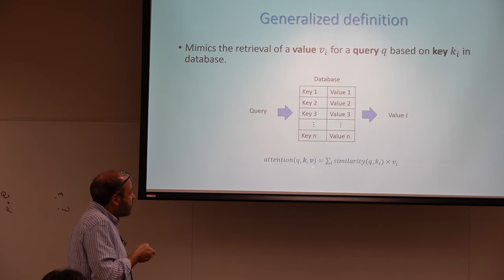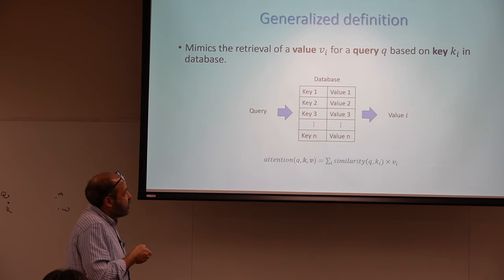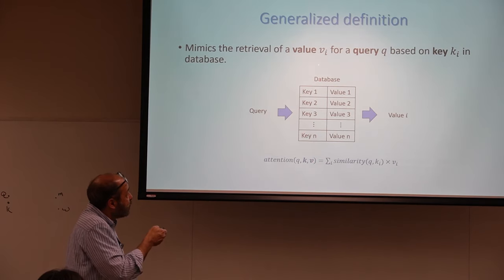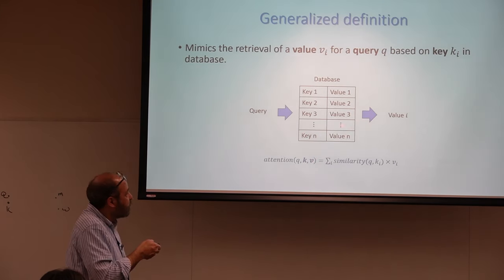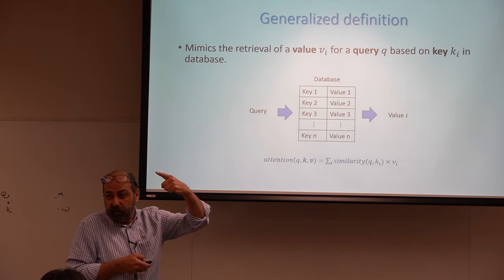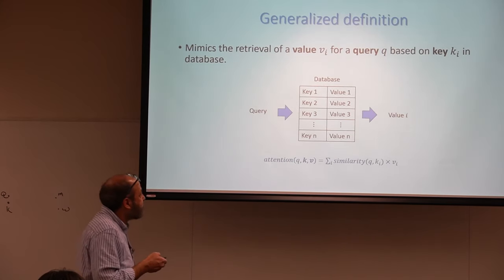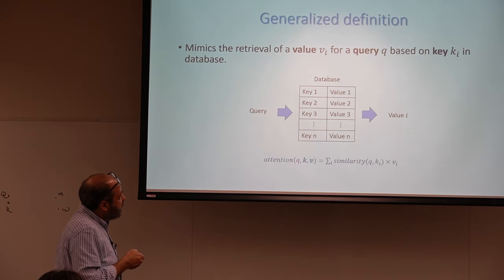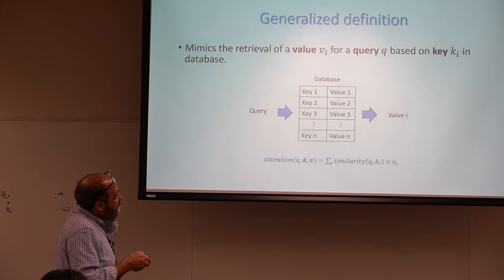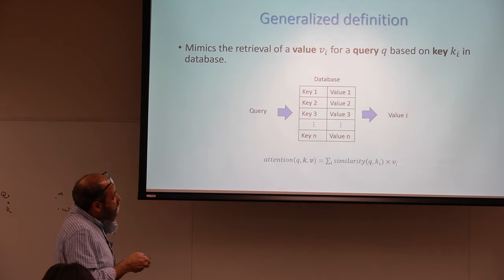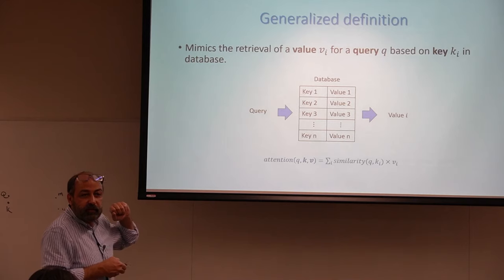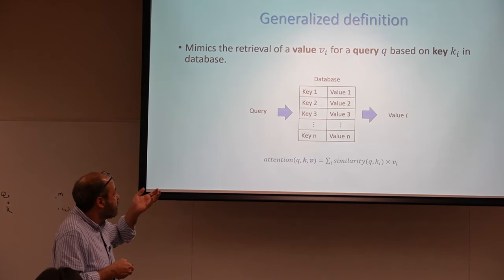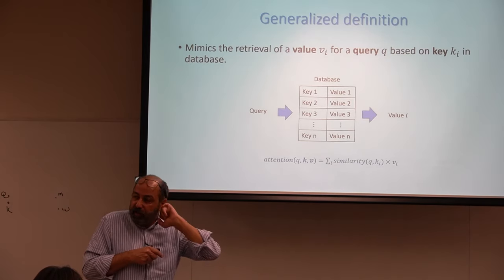And so attention is a function of these three values, query Q, K, and V. K is all of the keys that you have, V is all of the values that you have, but query is just one individual query. You need to compute the similarity between this individual query and all keys, and based on the similarity, find the weighted average of values. This is the general definition of attention.